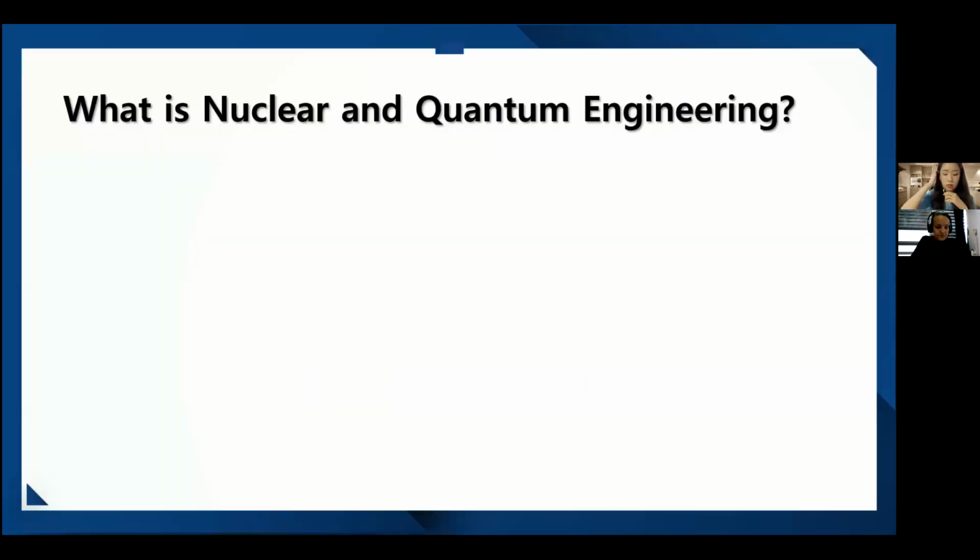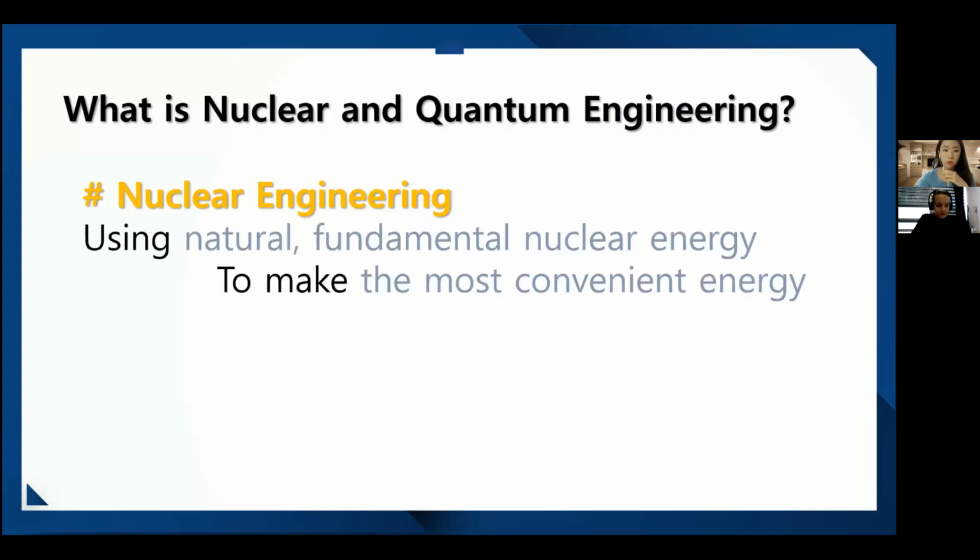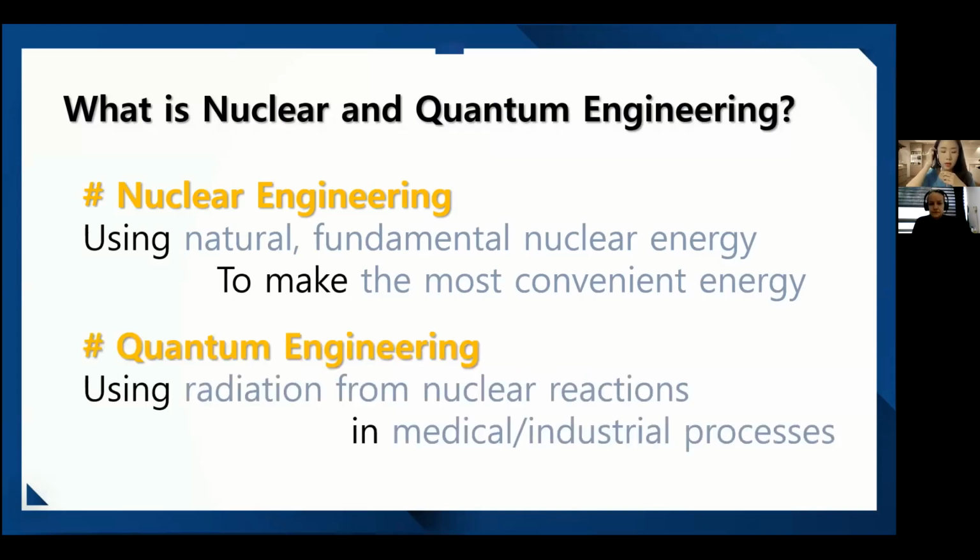So first, I would like to talk about what nuclear and quantum engineering is. When I say I major in nuclear and quantum engineering, most people think about nuclear power plants only, but it's more than that. For nuclear engineering, we use natural fundamental nuclear energy to make the most convenient energy sources. And for quantum engineering, we use radiation from nuclear reactions to apply to processes in the medical field or industrial fields, as well as materials fields.